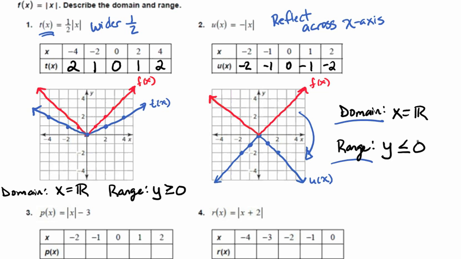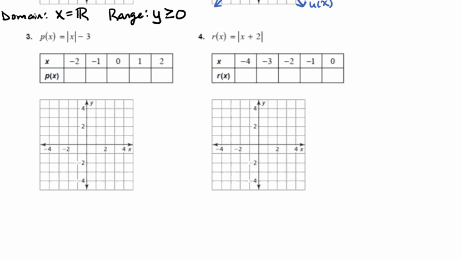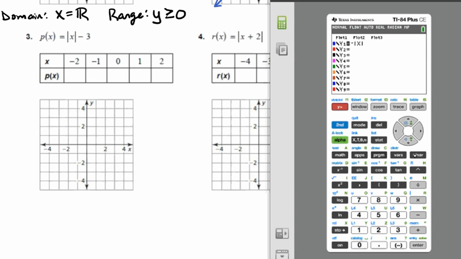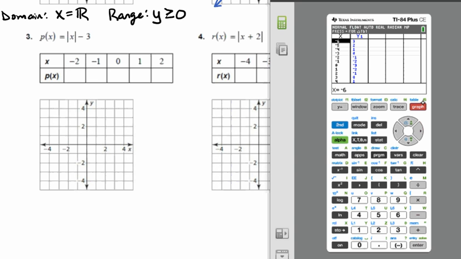Let's go ahead and graph number 3. So we're going to grab our graphing calculator and plug in our value. So we're going to have the absolute value of x minus 3, and we're going to pull up our table. And we're going to put our values in. So go ahead and push pause and get your values and plug them into your table. And then when you're ready to graph, hit play and we'll graph them together.